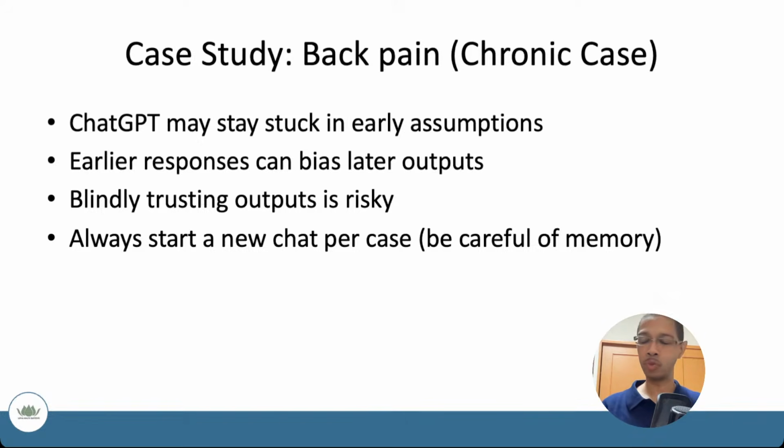So we want to make sure we do that. Now, if you do use it for cases, if you do use it for brainstorming and whatnot, you always want to start a new chat per case, because it will definitely use earlier responses for present outputs. So if you've got a case that you're brainstorming, always put new cases in new chats, so that you don't taint it there.